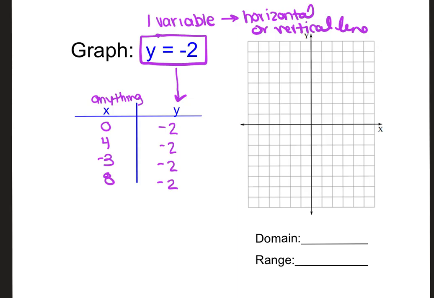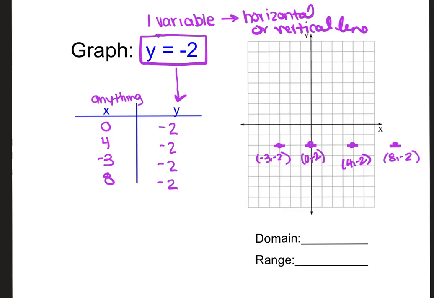So I say x is 0, y is -2. That's this point right here. X is 0, y is -2. X is 4, y is -2. That's here. And we have x is -3, y is -2. And then 8, the 8 actually falls off the graph. It's probably somewhere over here, but we have x is 8, y is -2.